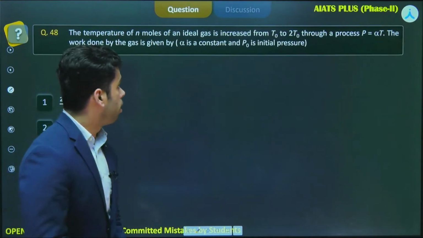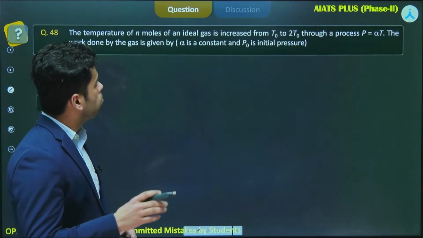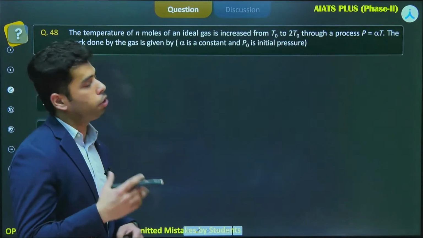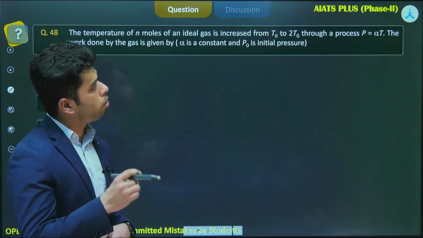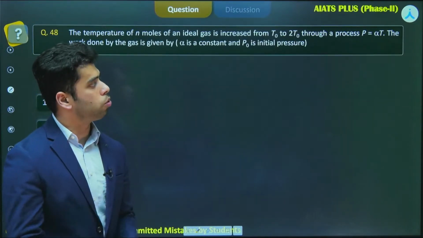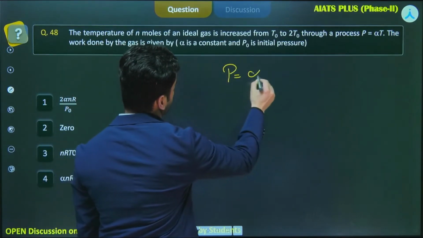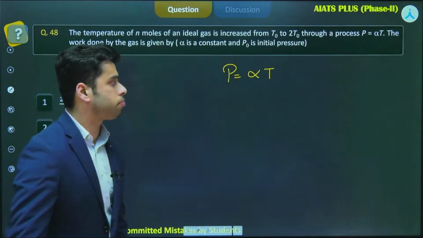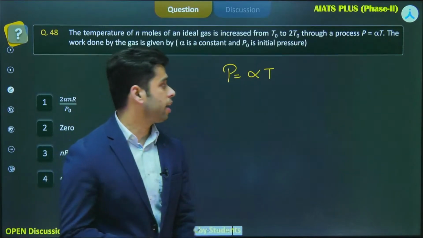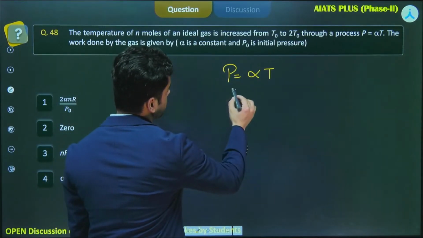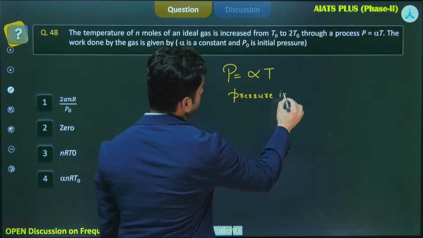There you go. This was problem 48 of the original paper. It says that the temperature of n moles of an ideal gas is increased from T0 to 2T0 through a process P equals alpha T. So the process equation is given to you. P is equal to alpha T, right? Now, dear students, if I try to conclude something from this part, I can say that if P is equal to alpha T, that means that the pressure is proportional.